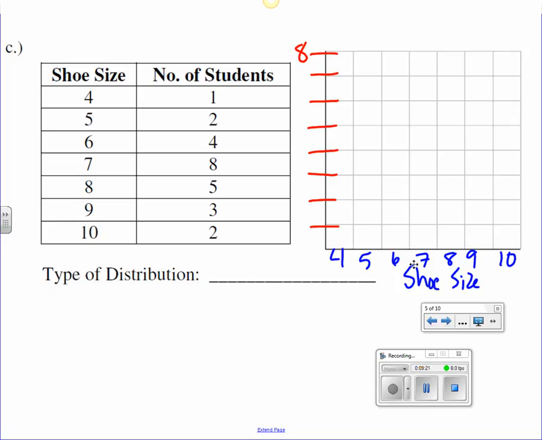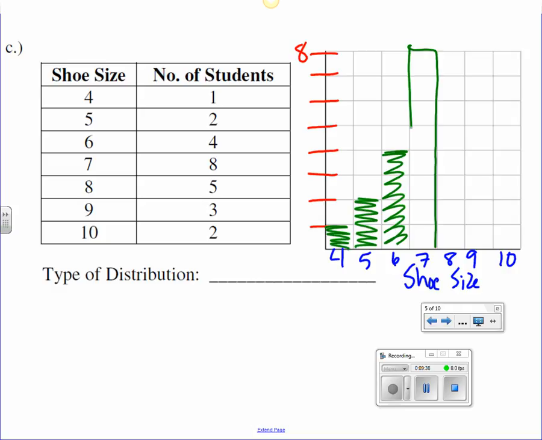All right, so 4 goes up 1. 5 goes up 2. 6 goes up 4. 7 goes up 8. 8 goes up 5. 1, 2, 3, 4, 5. 9 goes up 3, and 10 goes up 2.